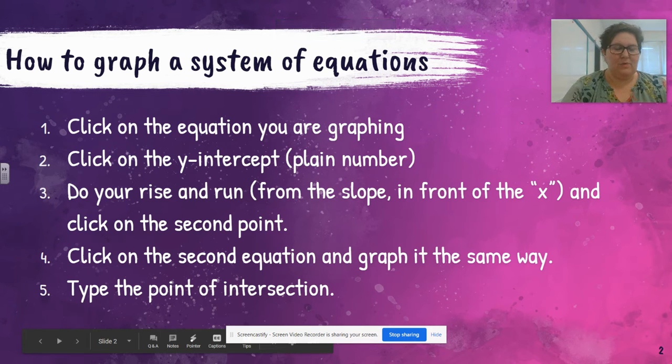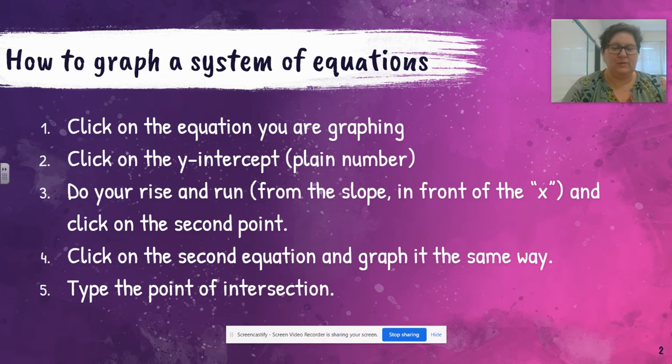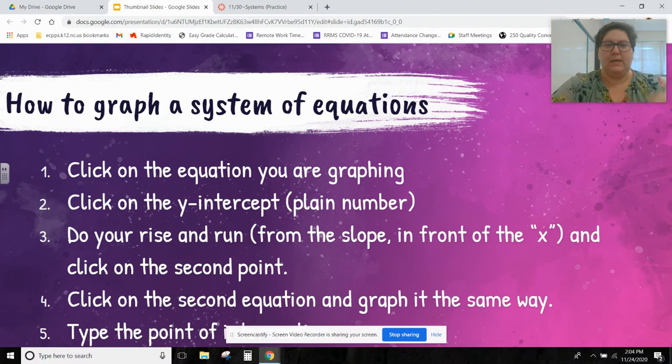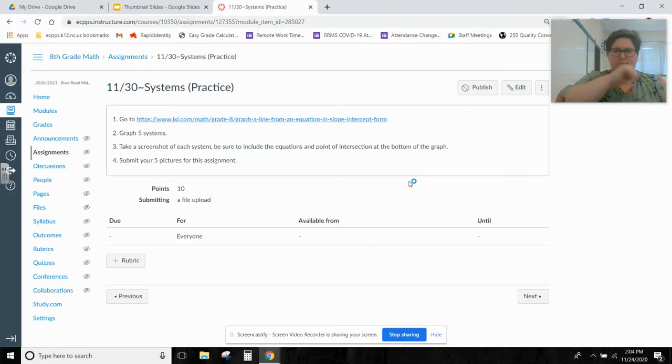Hey guys, today we're going to start taking a look at how to solve systems of equations. So I want you to pause the video and write these 5 steps down. This is what you'll submit for your notes. Now that you've written down these 5 steps, I want you to put your pencil down and I'm going to show you what you're actually going to be doing for this lesson.